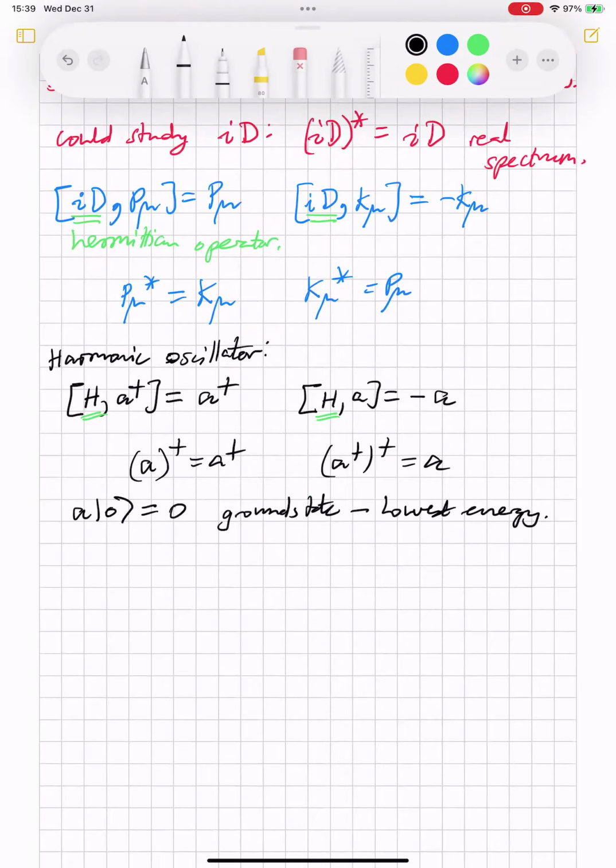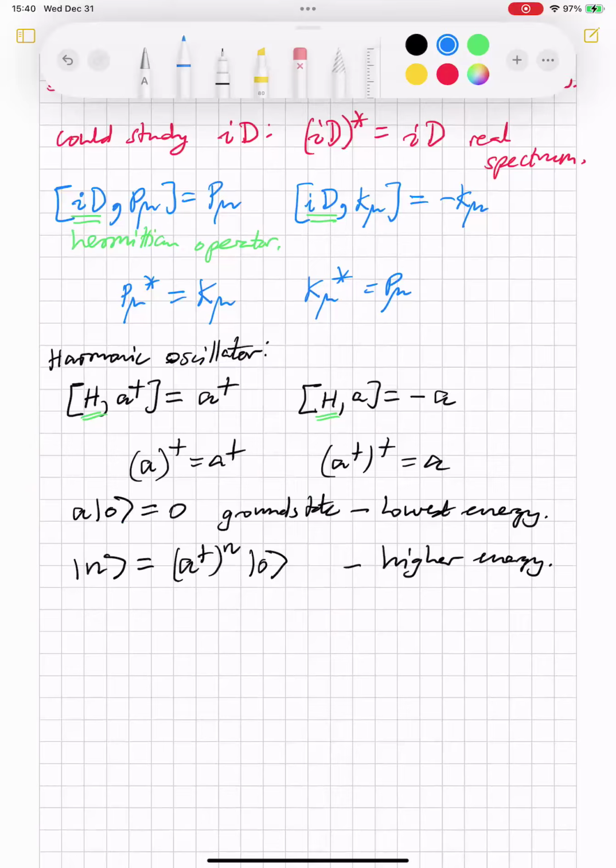And then to create all of the other states, we defined the state n, which was equal to a dagger raised to the power of n acting on the vacuum. So not normalized now, but these were the states of higher energy. Well, in the conformal field theory, we do something completely analogous. So this is what we do in the CFT.